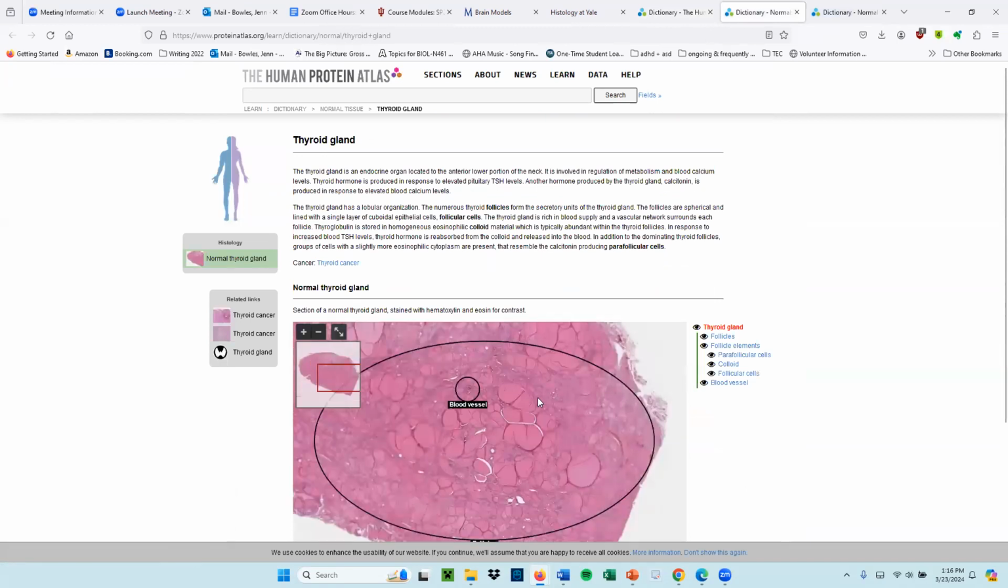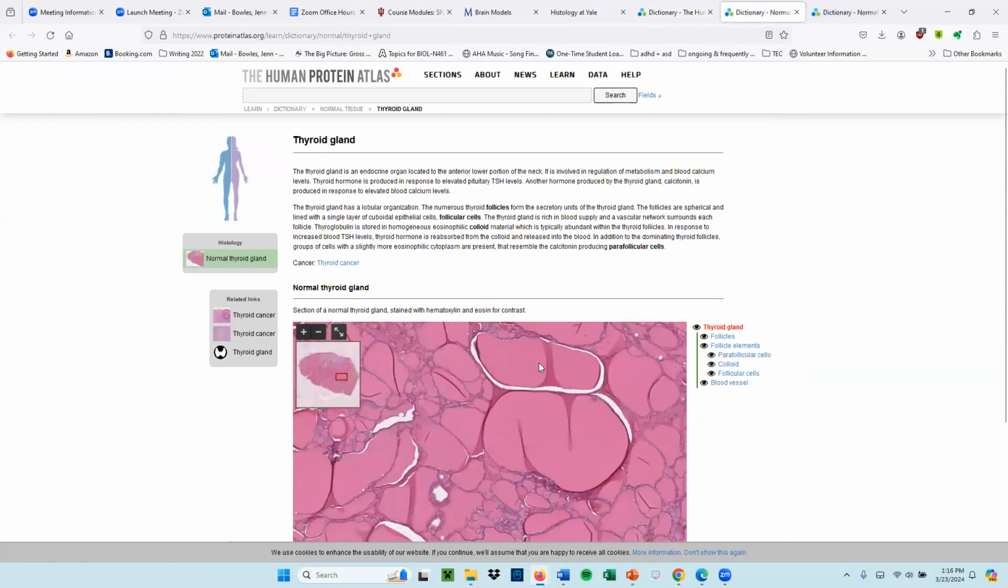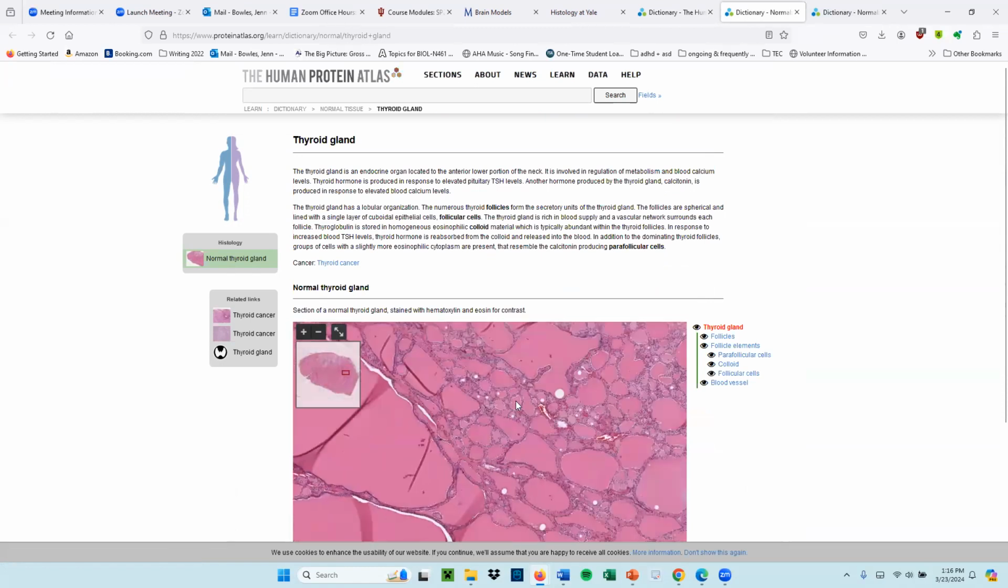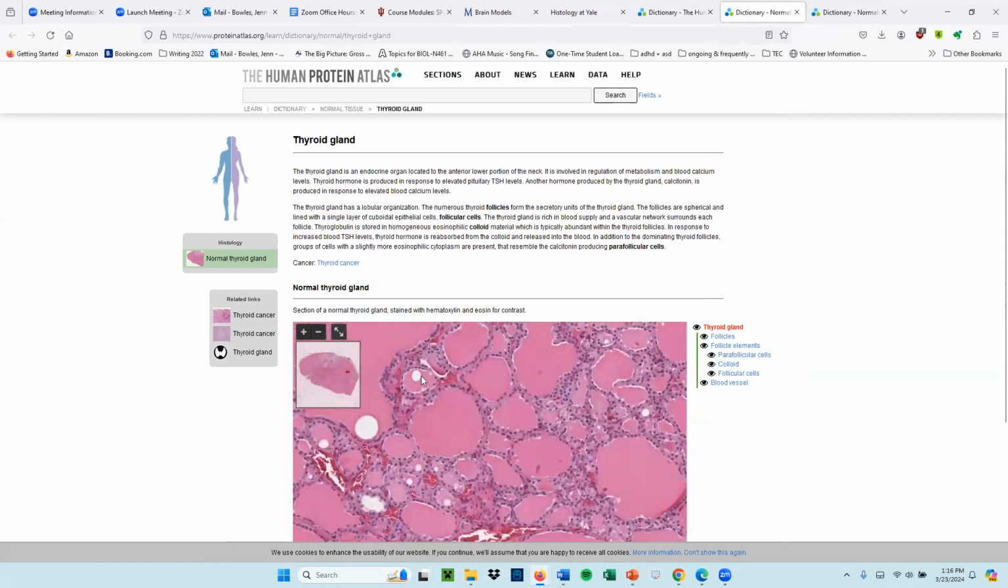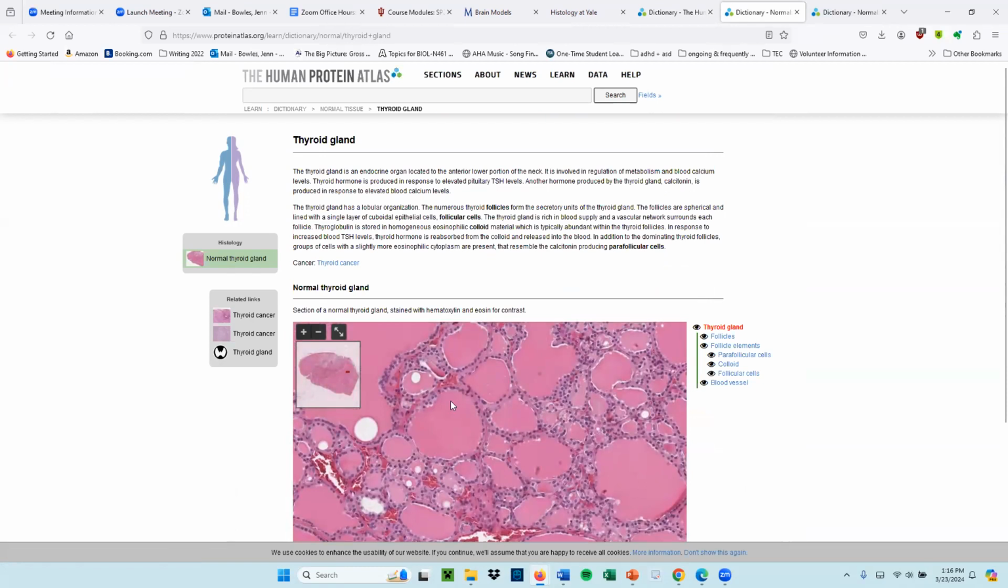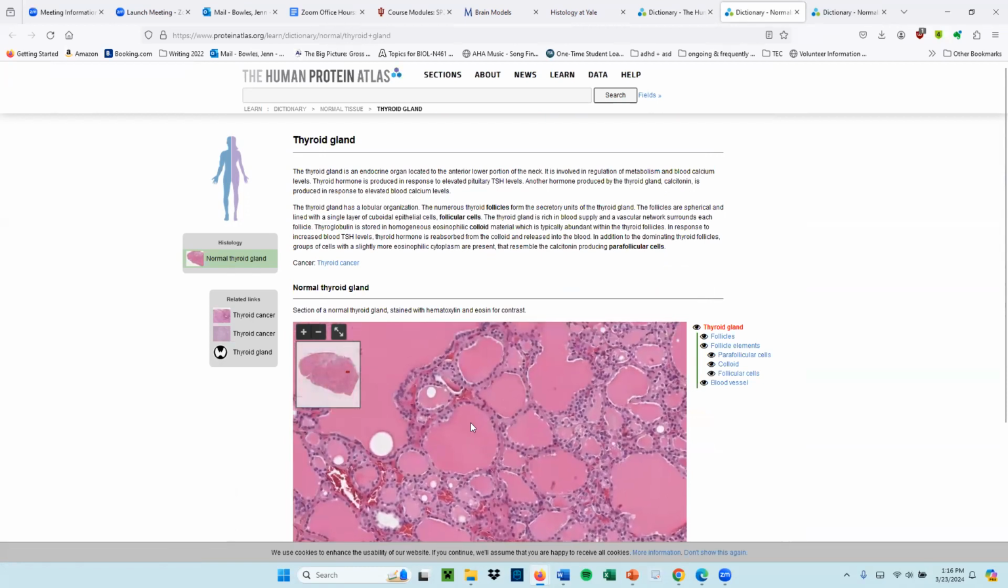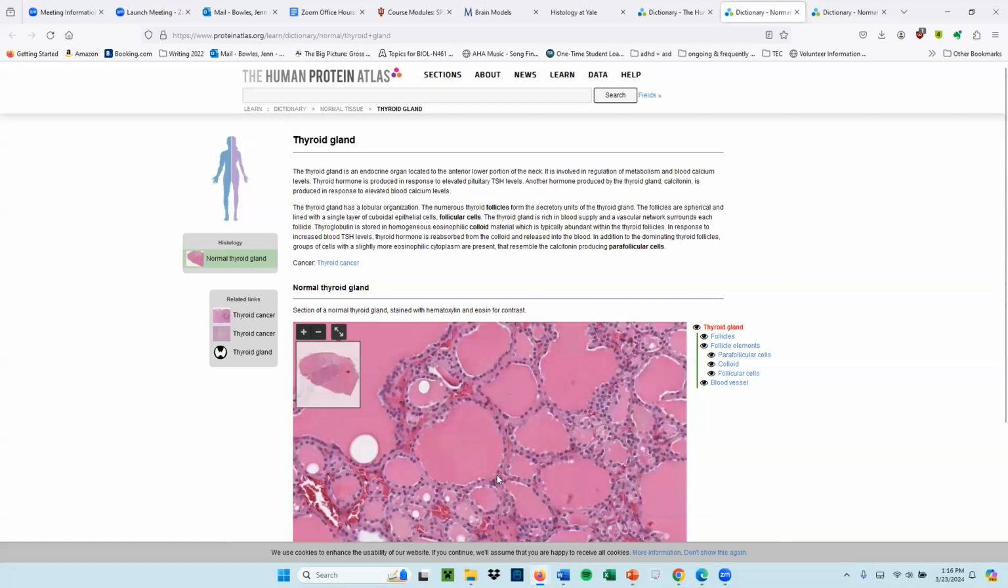For thyroid, we talked a lot about these follicles. So if you zoom in here, we have this repeating pattern of follicles filled with colloid. So if you get a slide that looks like this, if you can recognize that we have follicles all over the thyroid tissue, this is your ticket to getting this question right.